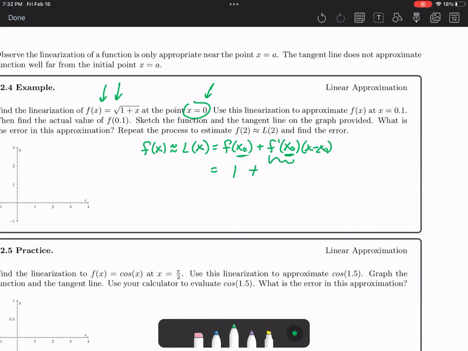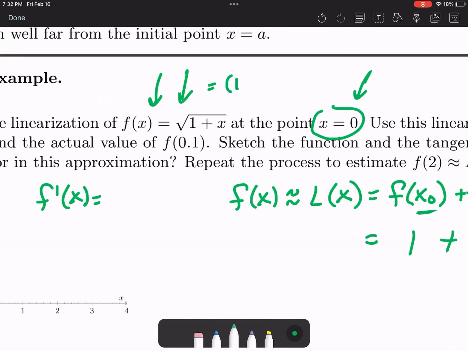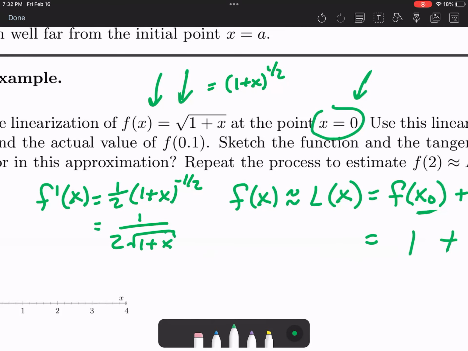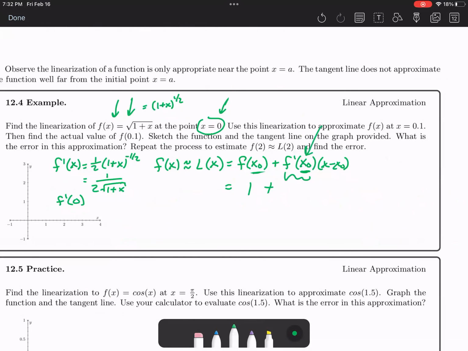Now the derivative at 0, first we need to find the derivative of our function. So our function can be rewritten as 1 plus x to the 1/2 power. So it will differentiate to 1/2 times 1 plus x to the minus 1/2 power, and then times a 1 by the chain rule. So simplifying this gives us 1 over 2 root of 1 plus x. And if we evaluate our derivative at 0, because that's what we want to do, the derivative at the point of interest at 0 is going to be 1 over 2.